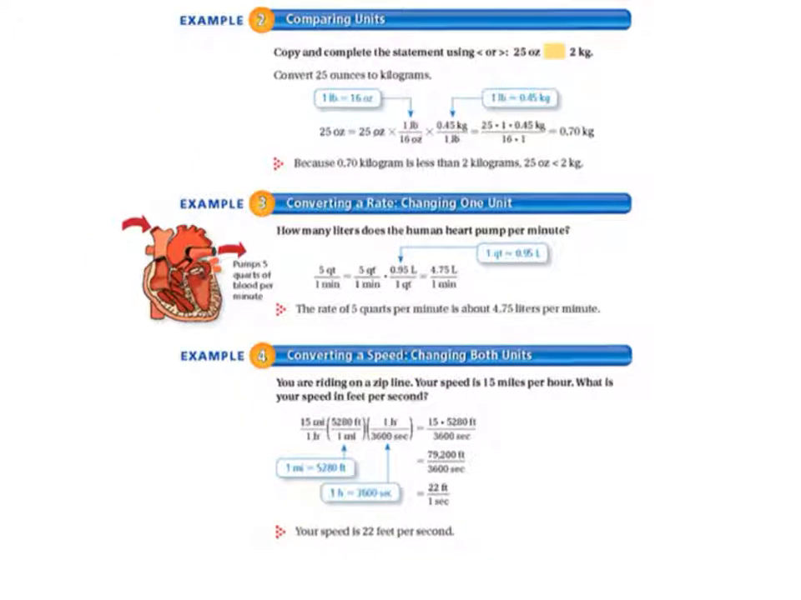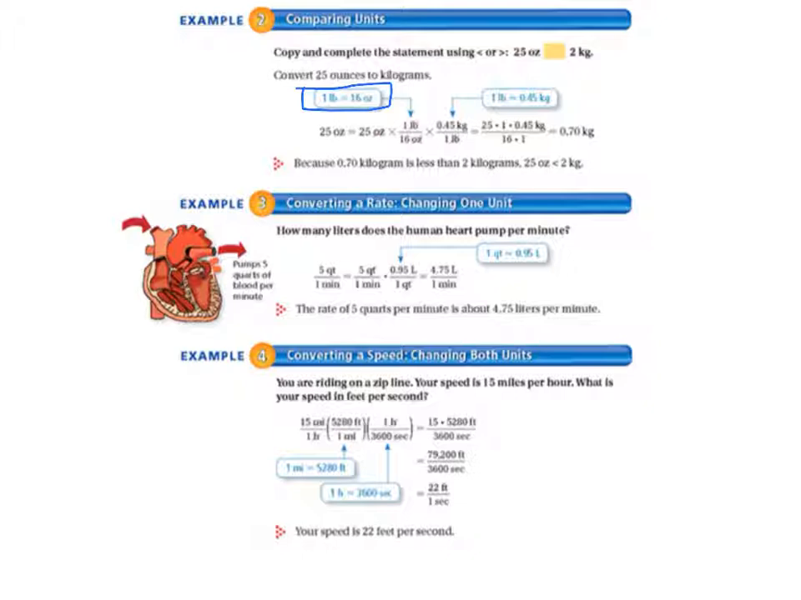Now we're going to look at example 2. This is on page 235. Copy and complete the statement using less than or greater than. 25 ounces is either less than or greater than 2 kilograms. So we need to compare it to kilograms. So we're going to convert 25 ounces to kilograms. So we're going to use a conversion factor. We know that 1 pound equals 16 ounces. We learned that back in 5th grade.